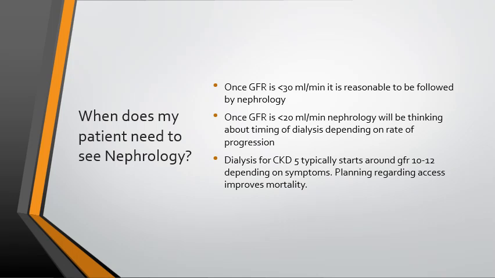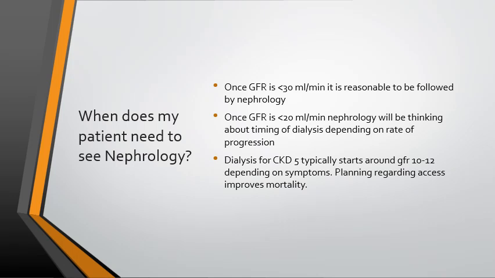And dialysis for end-stage renal disease typically starts around a GFR of 10 to 12, depending on their symptoms. The big things I look for are loss of appetite, weight loss, if they have any sort of forgetfulness, neurological problems. These are things in the outpatient setting that really push you towards starting dialysis.